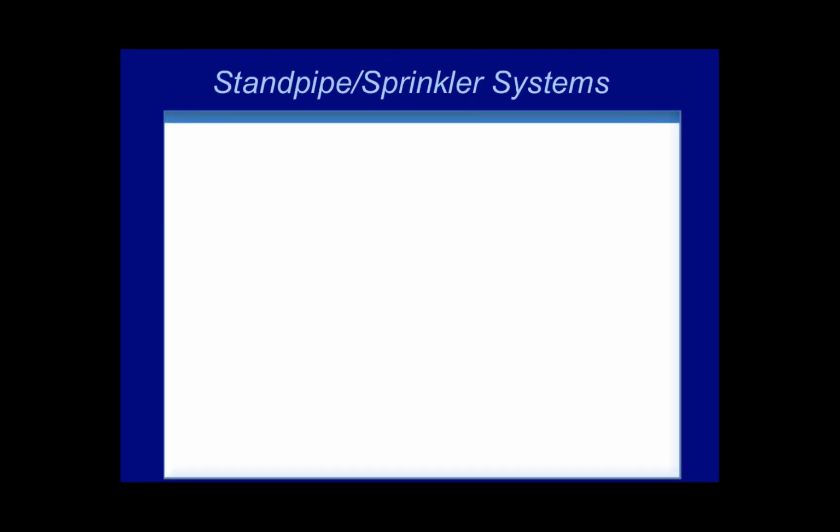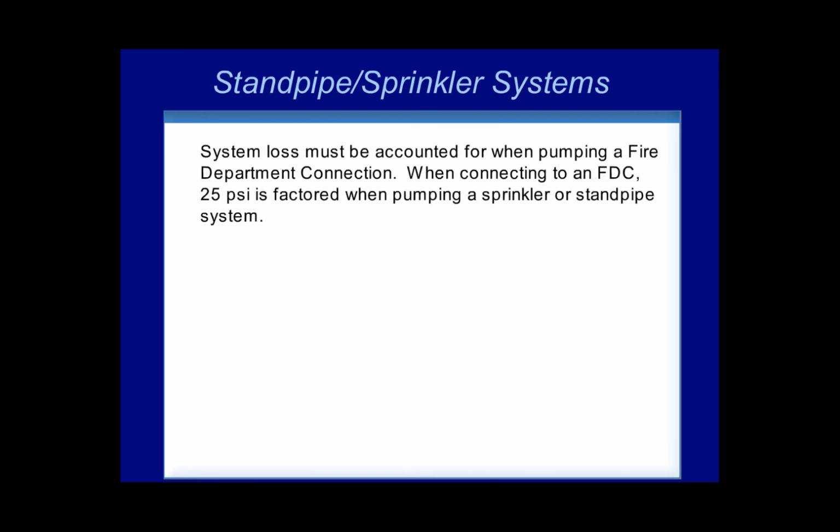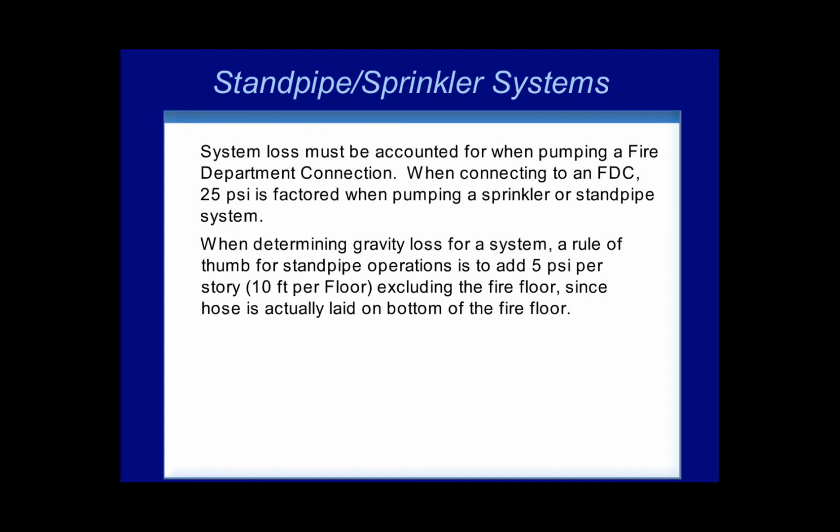Standpipe and sprinkler systems. System loss must be accounted for when pumping a fire department connection. When connecting to an FDC, 25 psi is factored when pumping a sprinkler or standpipe system. When determining gravity loss for a system, a rule of thumb for standpipe operations is to add 5 psi per story, for 10 feet per floor, excluding the fire floor, since hose is actually laid on the bottom of the fire floor.